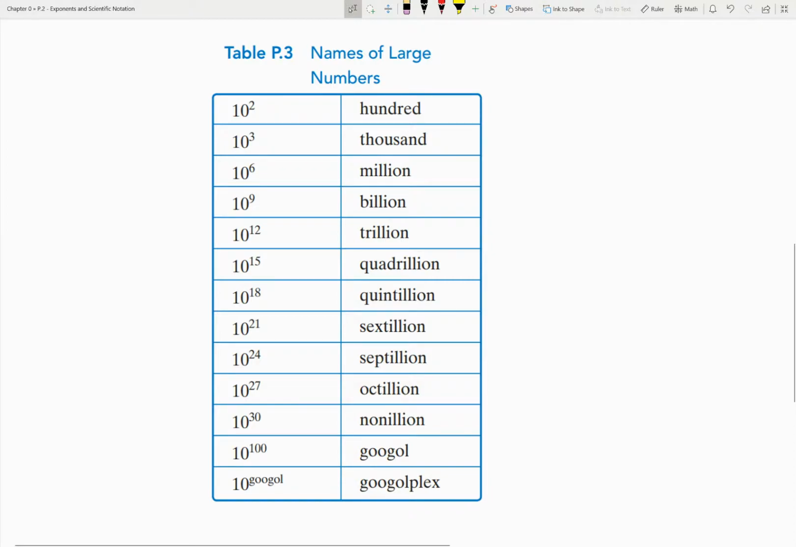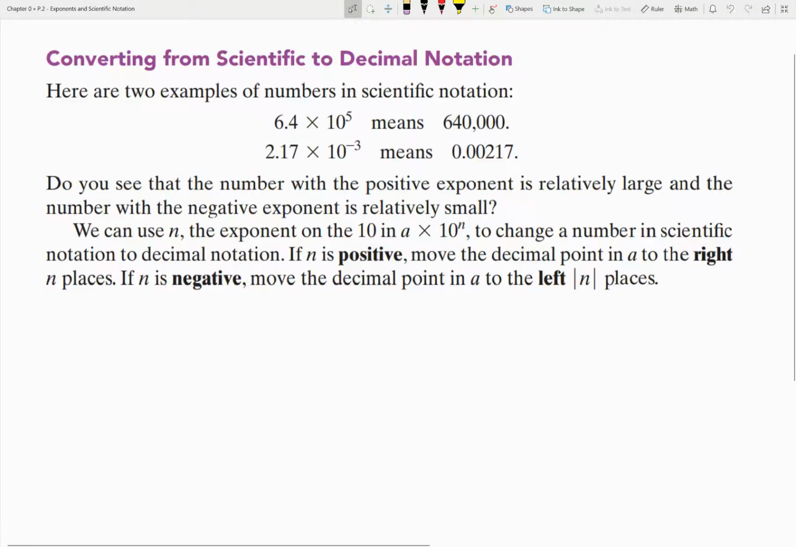Google, not the search engine, spelled a little bit differently, but this is where the name came from, is 10 to the 100th power. And then 10 to the Google power is something called a Googleplex, which is actually the name of Google's corporate headquarters in Mountain View, California. Okay, so, interesting trivia there.